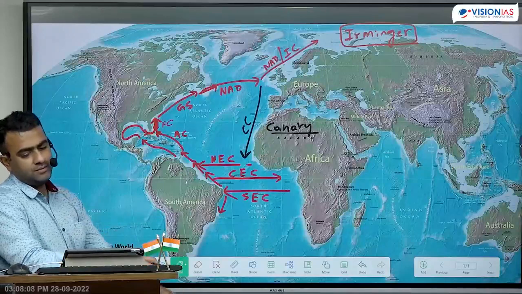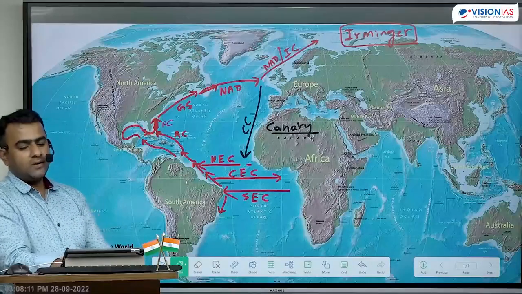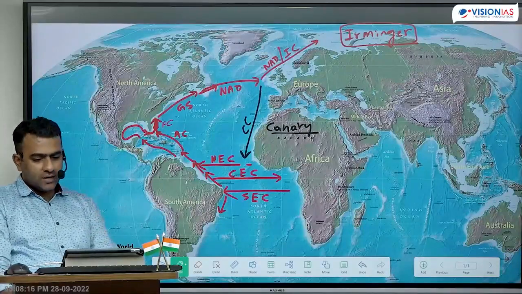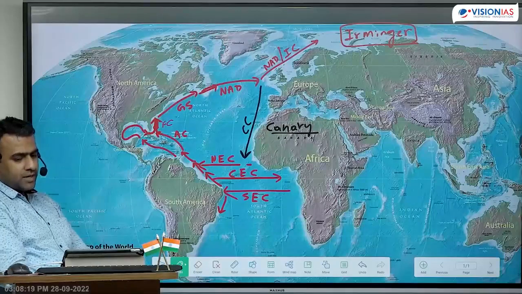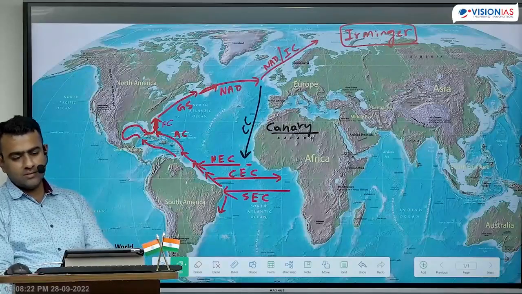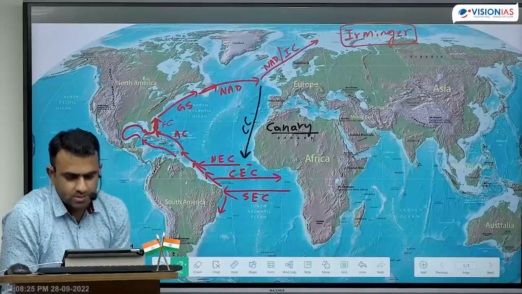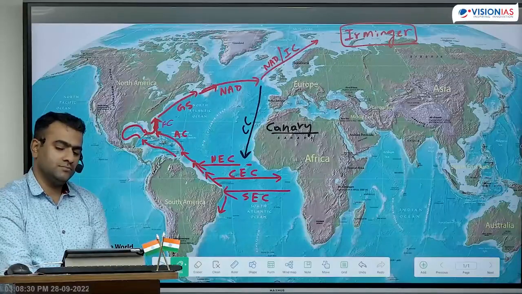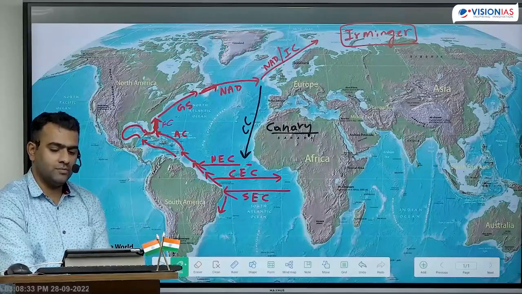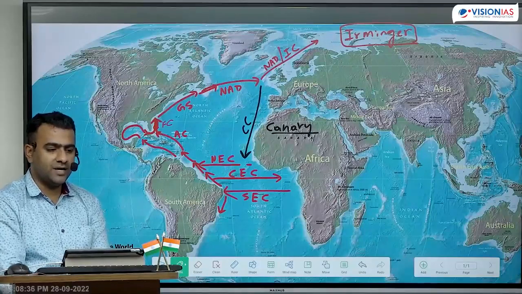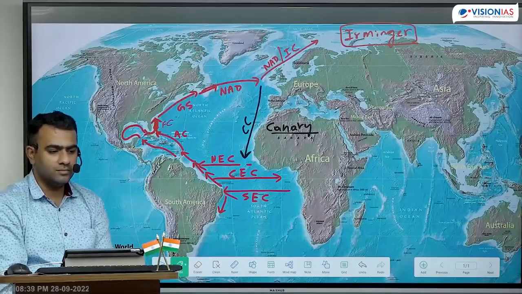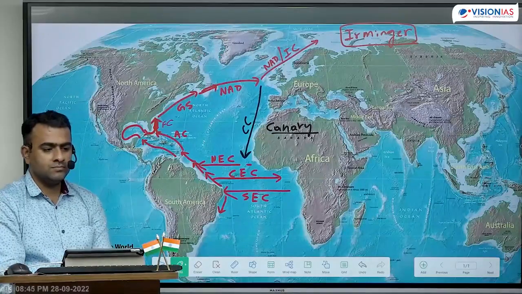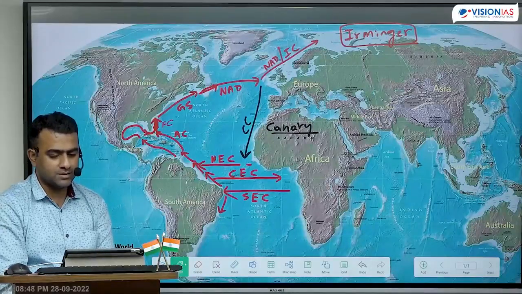Next point. It crosses the Atlantic Ocean and reaches the west coast of Europe, and gets bifurcated into two parts.